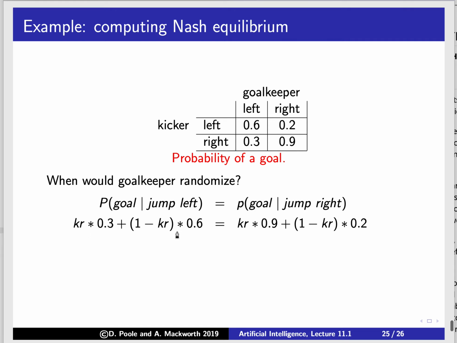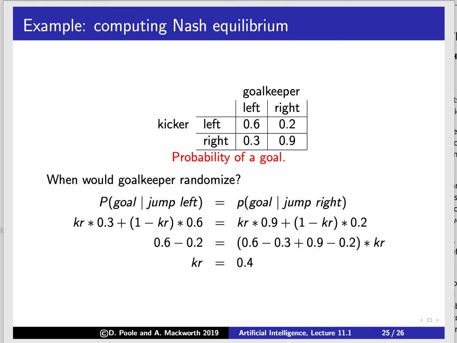Now this is just one equation with one unknown, Kr, and we can solve that pretty easily. We can move all the Krs to one side and we end up with a value of 0.4. So this is the unique Nash equilibrium for this game, 0.4.